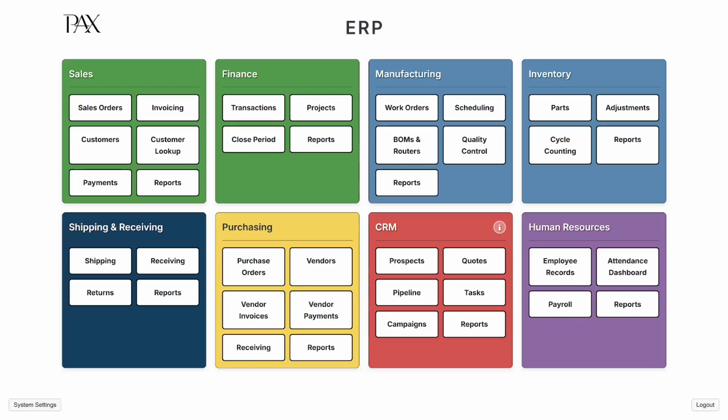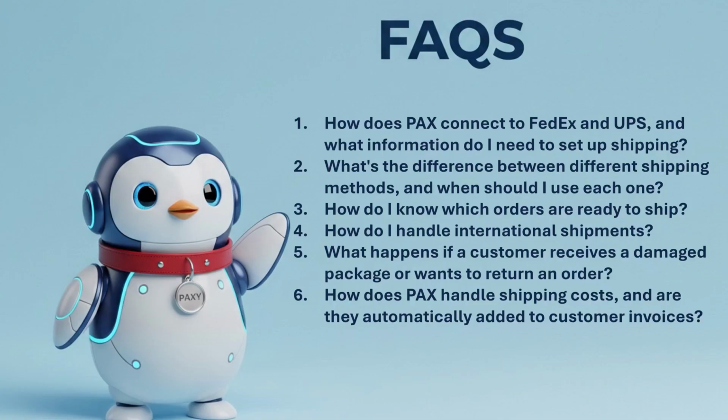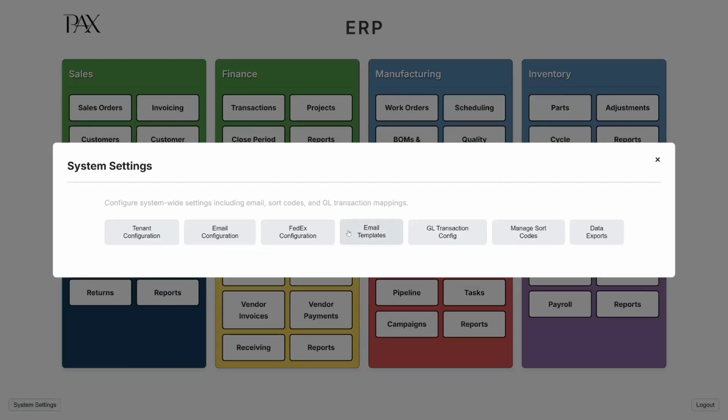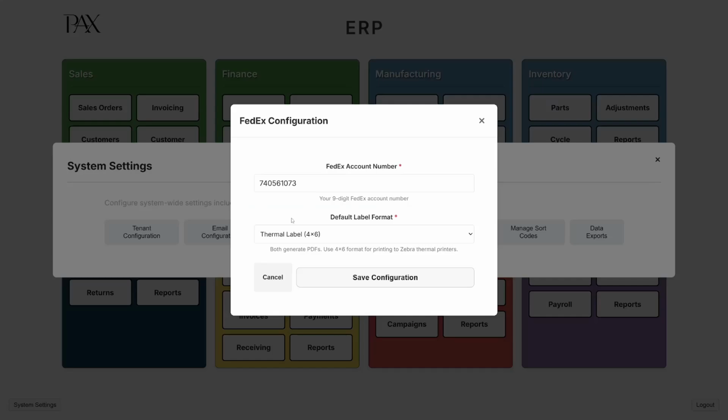We had some questions I'll go over now. The first one is, how does PAX connect to FedEx and UPS, and what information do I need to set up shipping? So PAX integrates directly with FedEx and UPS via their APIs. To set up shipping, you need your FedEx or UPS account put into PAX's shipping settings. From the configuration screen, you'll also be able to set your label format, whether you print it on normal paper and tape it to the package, or if you have a thermal label printer.